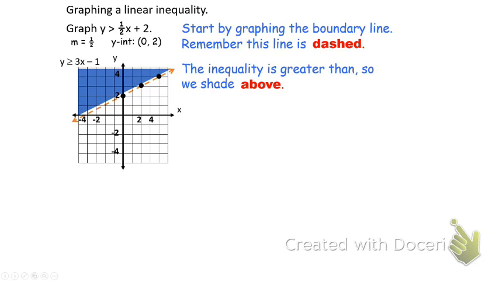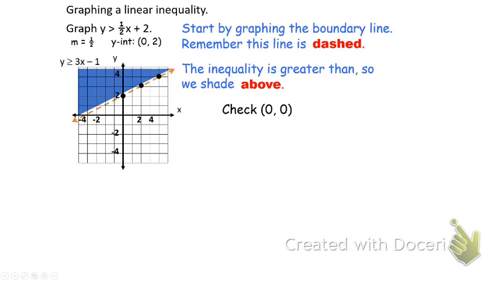If I pick a point in the shaded region, for instance 0, 4, it should work out to be correct. If I pick 0, 0, which is not in the solution set, then I should suspect that it's not going to work in the inequality. So let's check it. And again, you don't have to pick a point in the shaded region.